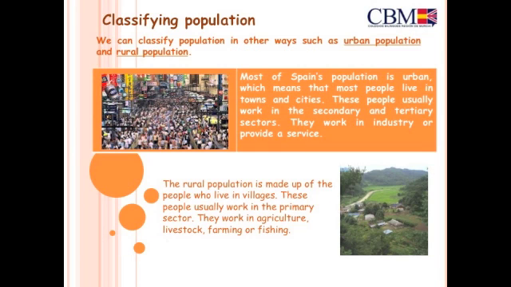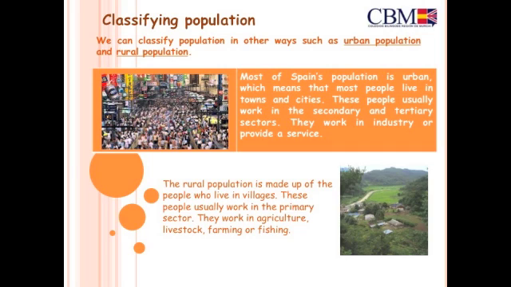We can classify population in other ways, such as urban population and rural population. Most of Spain's population is urban, which means that most people live in towns and cities. These people usually work in the secondary and tertiary sectors. They work in industry or provide a service.